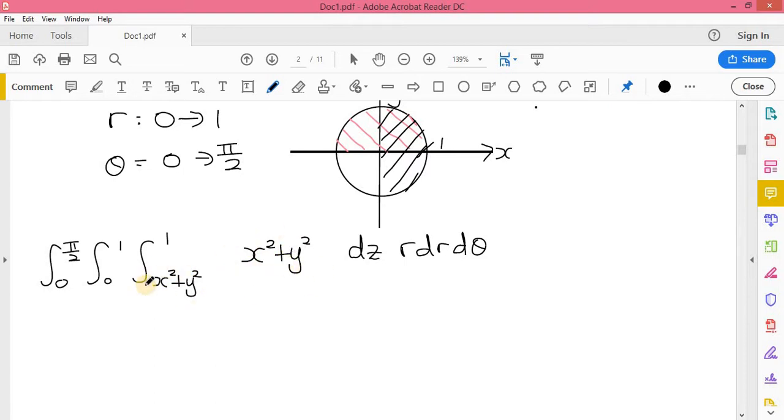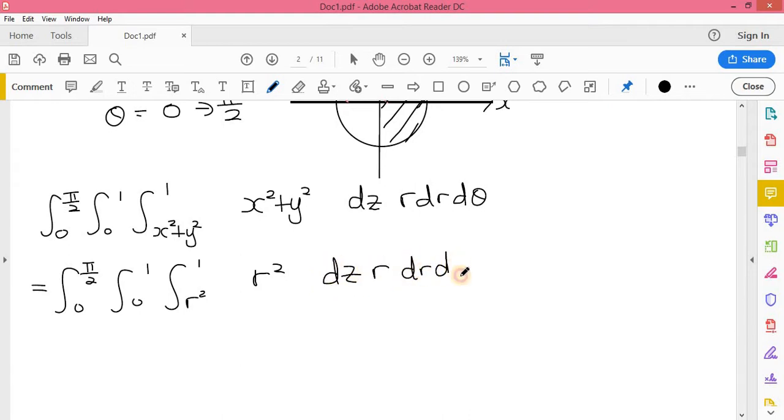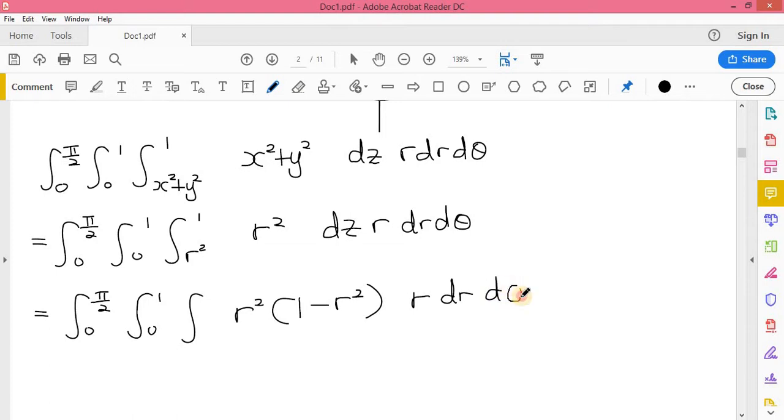Okay, you can convert these two parameters into r squared. So you will have r squared dz r dr d theta. So you will have r squared times 1 minus r squared. Okay, 1 is from here minus r squared, because after you integrate with respect to z, you will have one more z here. Okay, r dr d theta. So no more this one.